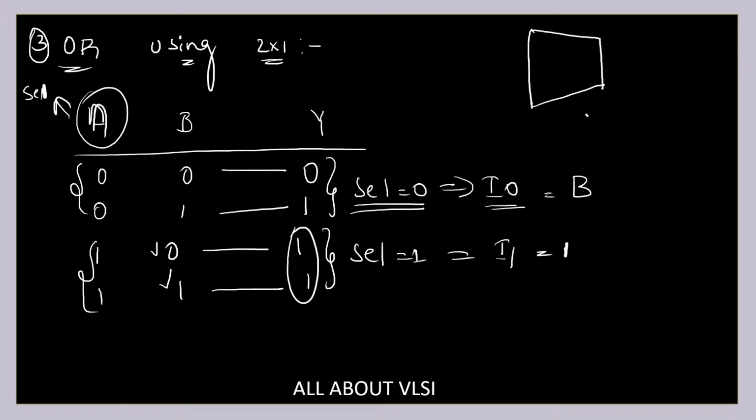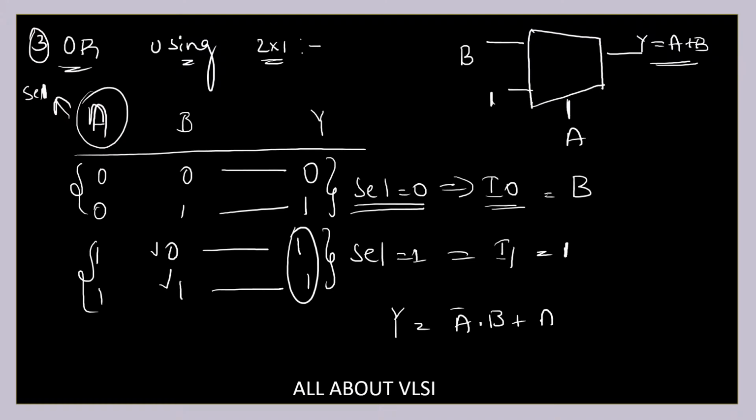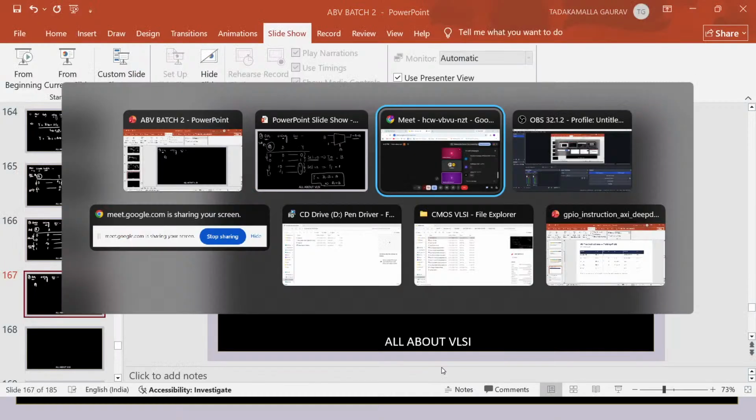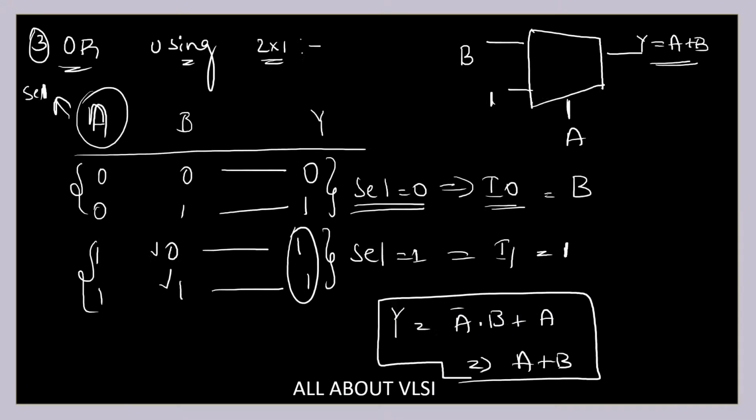I'm going to take a simple multiplexer, and here the select line is connected to A, my I0 is connected to B, and I1 is connected to 1. And I'm going to get y is equal to A plus B. You can also substitute in your Shannon's expression. You're going to get y is equal to A complement into B plus A, which is nothing but A plus B. Yes, exactly. Whatever answer you have provided is correct. Only one 2 cross 1 multiplexer we needed.